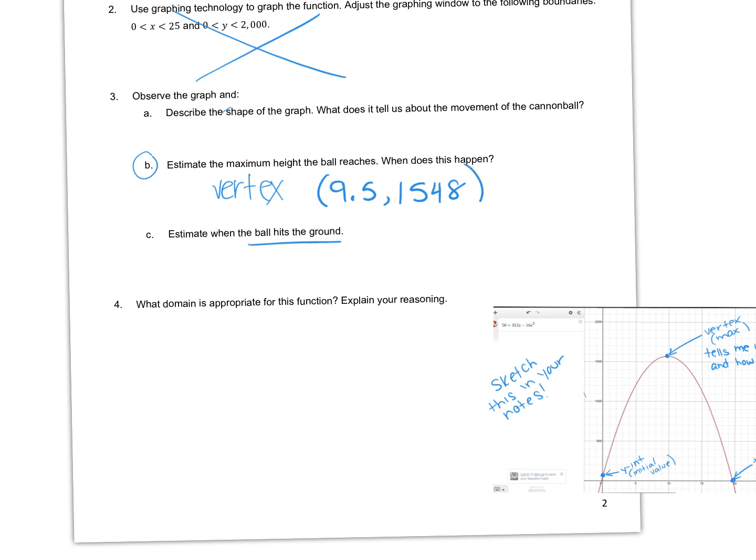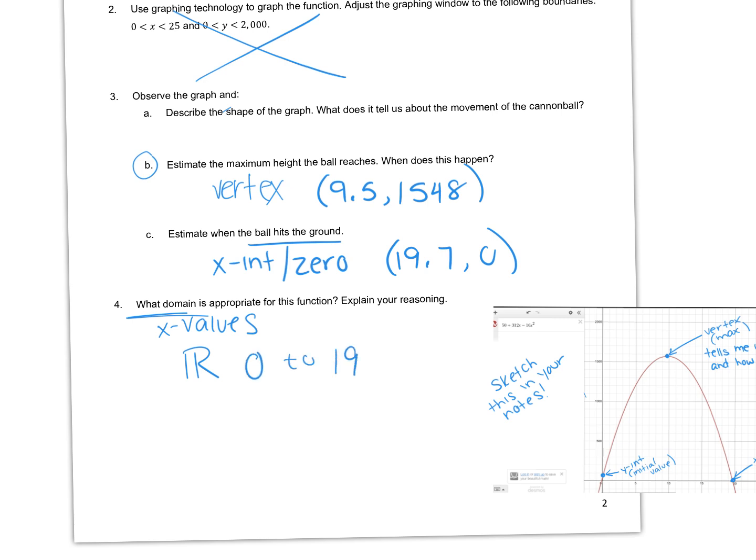When does the ball hit the ground? So this is my x-intercept, or that 1, 0 that we have, which is happening, it's almost at 20. It's like 19.7. Okay, so my domain are going to be those x values, right? Like I can't have negative time. So I know it's going to be all real numbers starting from 0 to when it hits the ground, which is at that 19.7 mark.